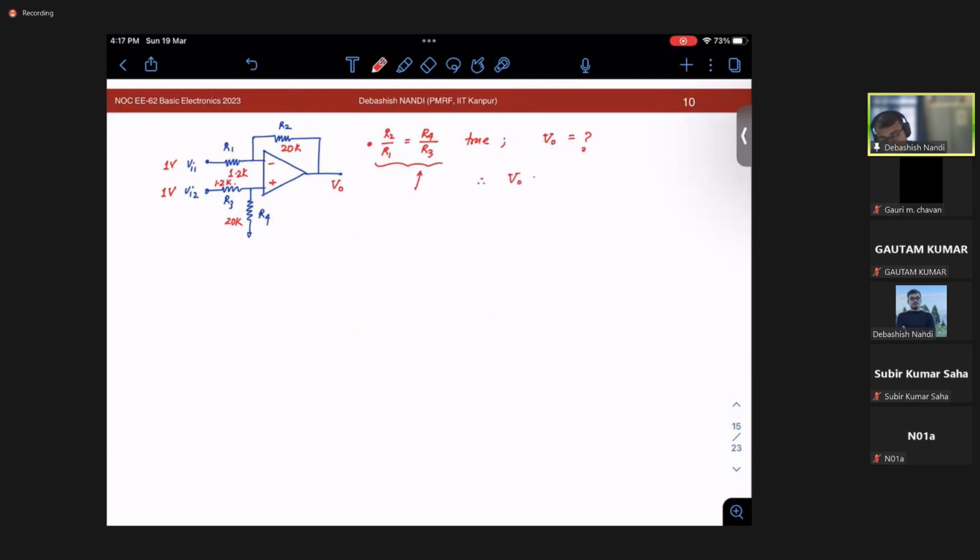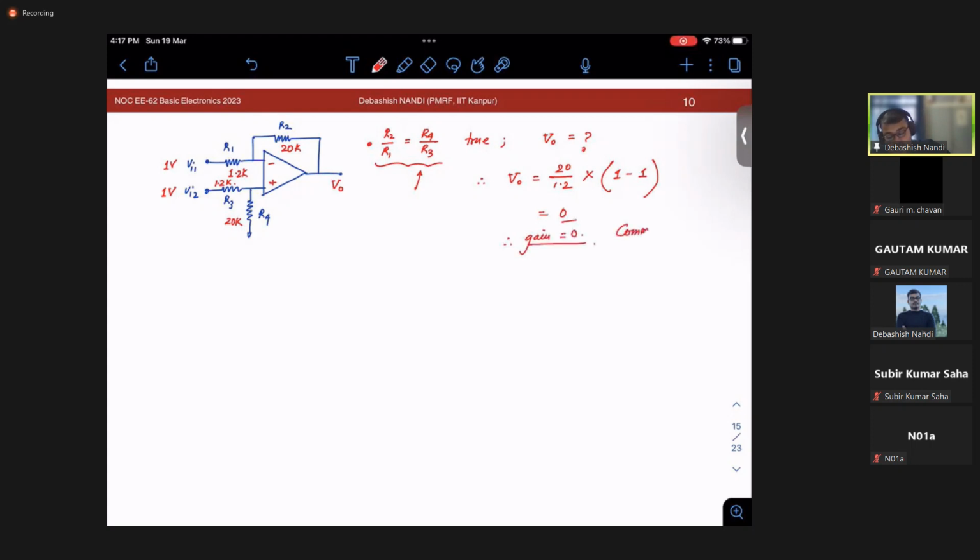Into 1 minus 1. Vi1 and Vi2 are the same. That means your V out should be 0. That means your gain is 0, right? So your common mode gain is 0. So why did the question ask us to find the common mode gain?